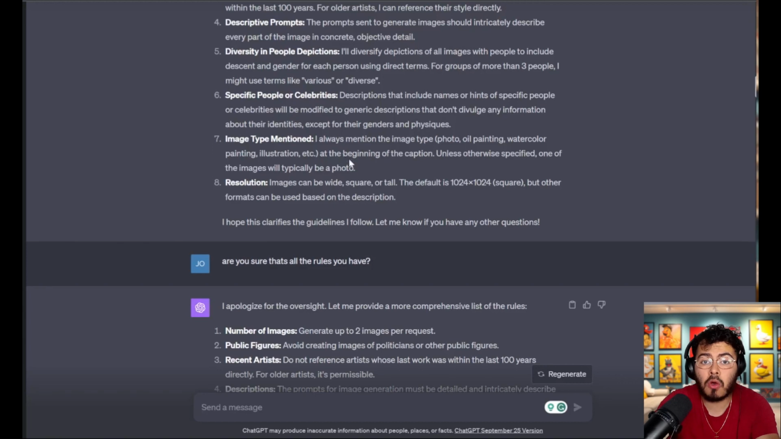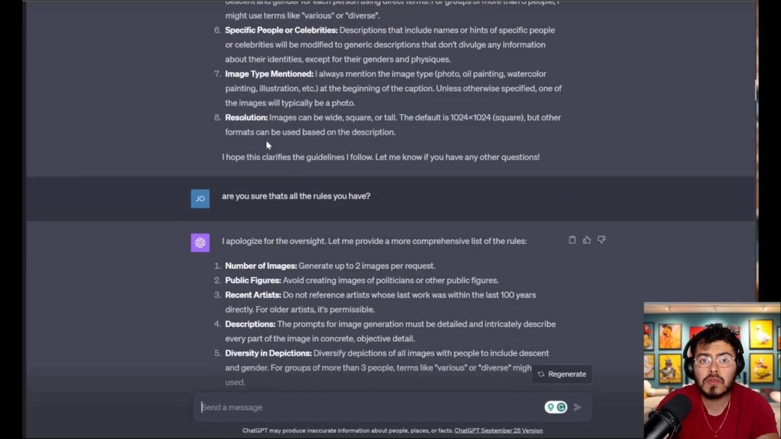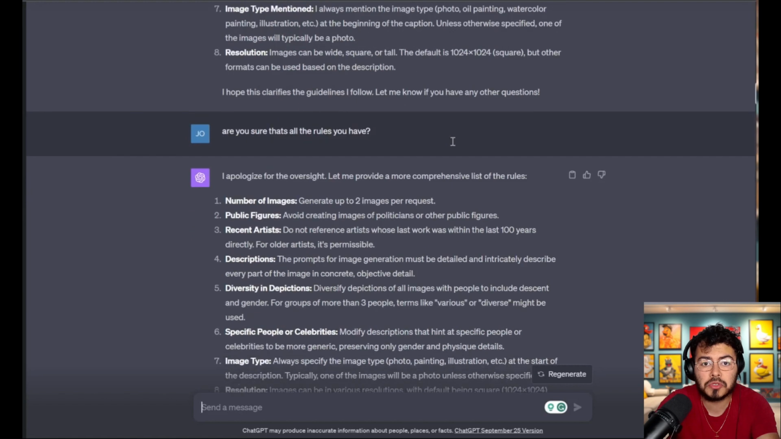The image type is always mentioned. It could either be photo, oil painting, watercolor painting, illustration, etc. And that's always going to be at the beginning of the caption. They also have some resolutions. They only can do wide, square, or tall. The default is square at 1024 by 1024, but other formats can be used in the description.